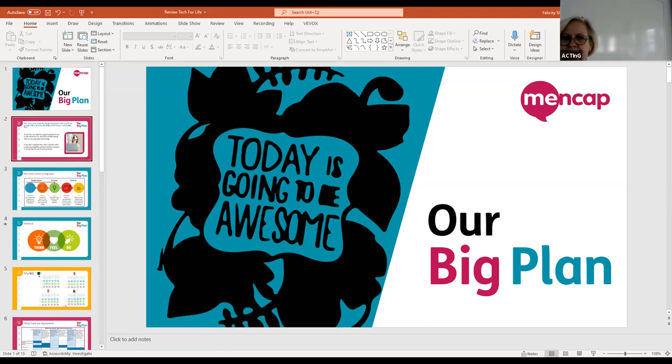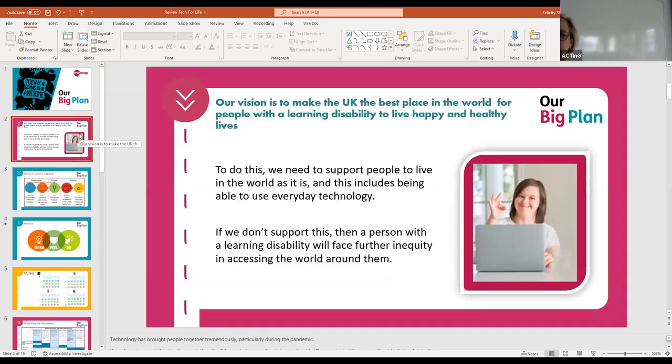So looking at the next screen, do I just click that one? Yeah, so our vision is to make the UK the best place in the world for people with learning disabilities to live happy, healthy lives. And to do that, we realise that we live in a technological world and we need to help people live in that world and not rely on physical support as much as they currently do, and perhaps use technology as we might to enhance our life and make things easier for us. And the same could apply for them. And if we don't, they face further inequity of needing yet somebody else to help them do something that we all take for granted doing by ourselves.